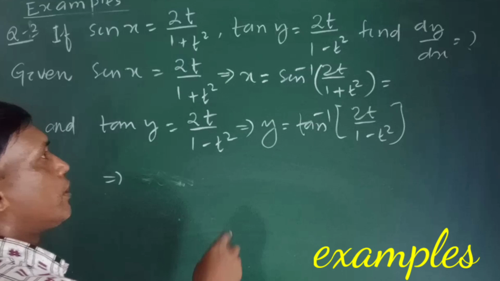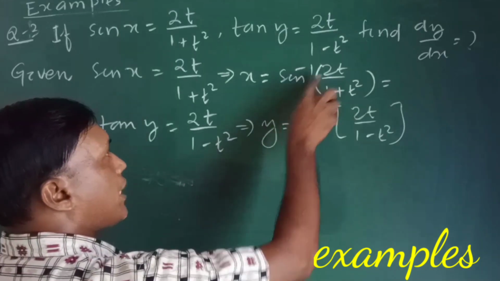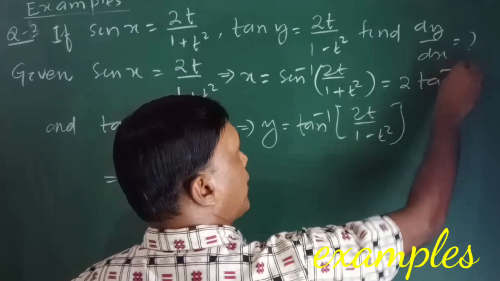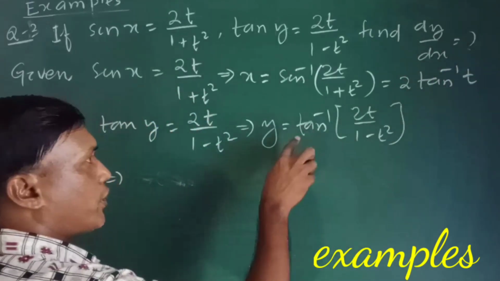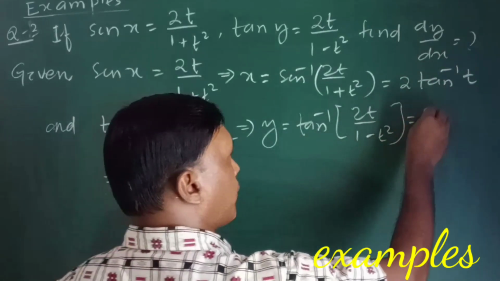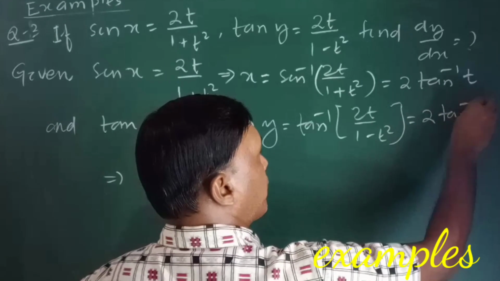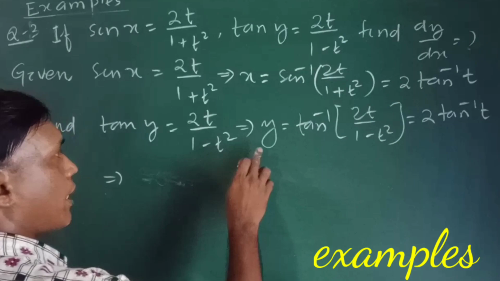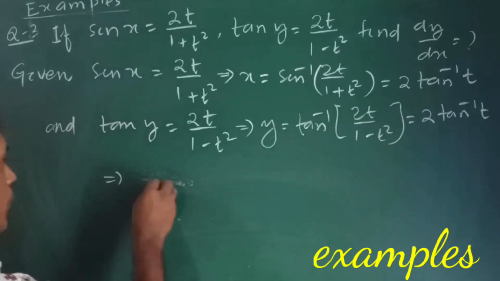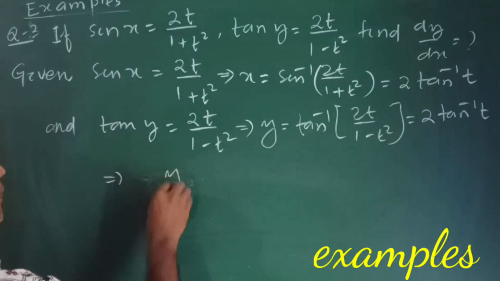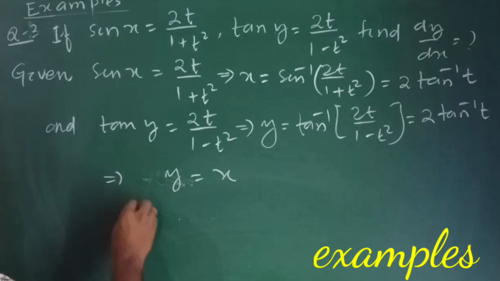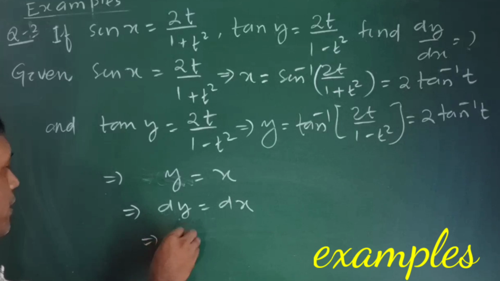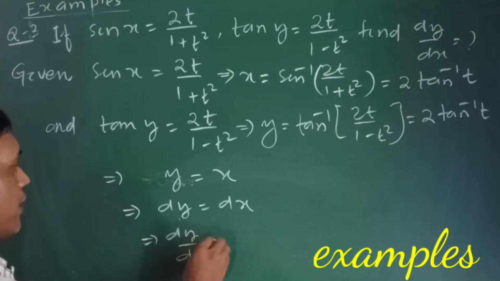We have from the inverse trigonometric functions that sin inverse of 2t by 1 plus t square is equal to 2 tan inverse t, and the value of tan inverse of 2t by 1 minus t square is also 2 tan inverse t. From these two we find x is equal to 2 tan inverse t and y is also 2 tan inverse t, which implies y is equal to x. Differentiating both sides, dy is equal to dx, which implies dy by dx is equal to 1.